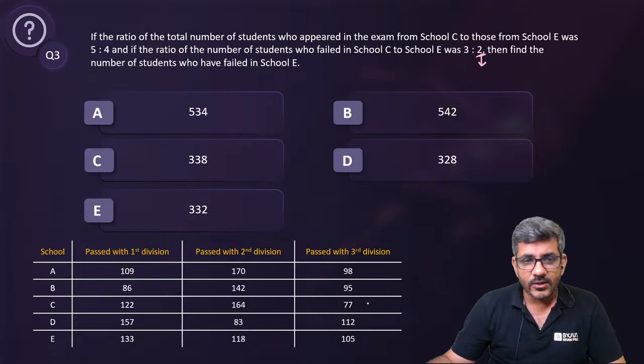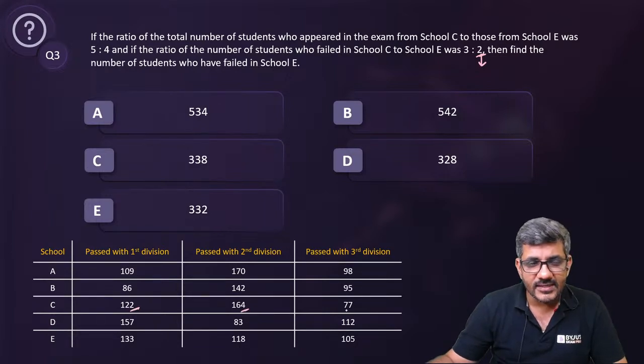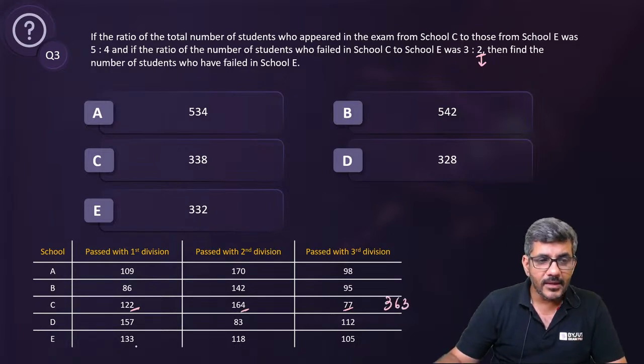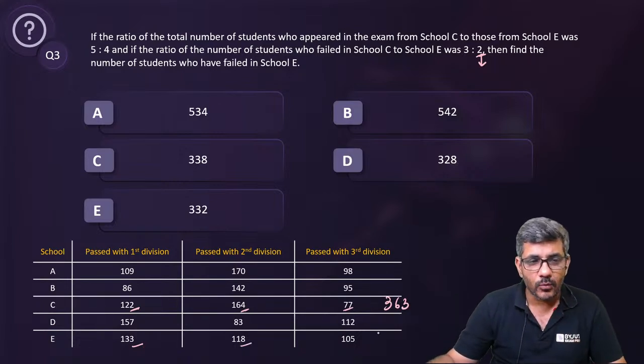Anyways, C के total check करते हैं. 122 plus 164, it is 286. 286 plus 77, it is equal to 363. Let's talk about E. 133 plus 118, it is equal to 251.